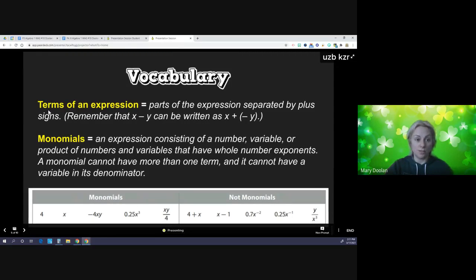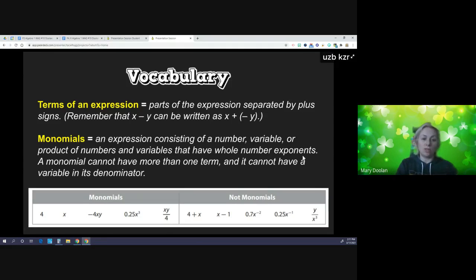Those are the terms. Now, here's a new word, monomials. It's an expression consisting of a number, variable, or product of numbers and variables that have whole number exponents. Whole numbers, guys, are things like 0, 1, 2, 3, 4, 5. You can't have negative exponents. You can't have fractional exponents. They have to be whole numbers for it to work as a monomial.